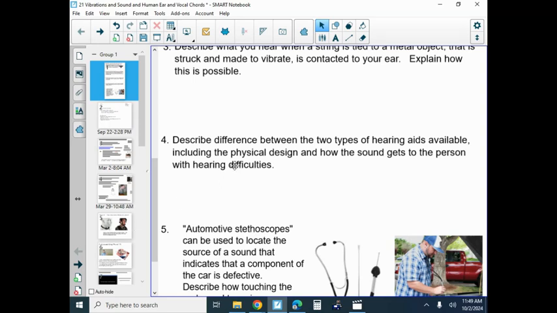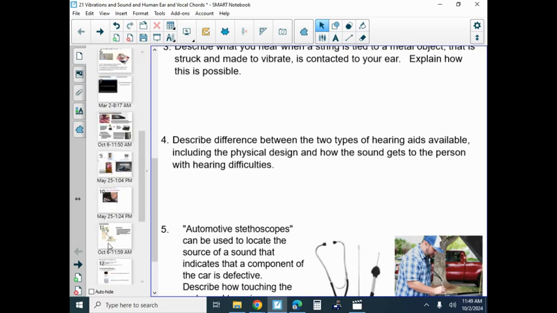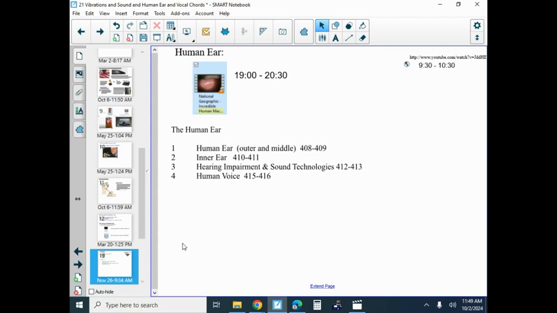The other kind of hearing aid, if you look through the pages in the textbook that's posted, there's a section on hearing impairment and sound technologies. Another kind of hearing aid would be obvious, like earphones, right? They would just have a microphone pick up the sound and then play it like a sound wave in your ear, louder, so that you can hear it. So regular hearing aids work basically like earbuds.